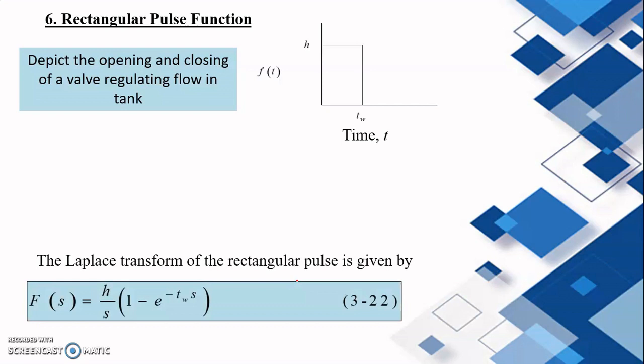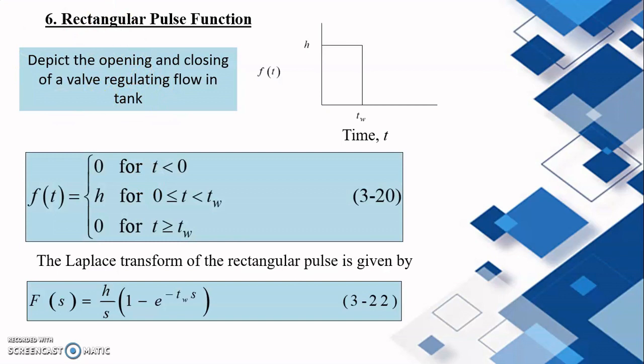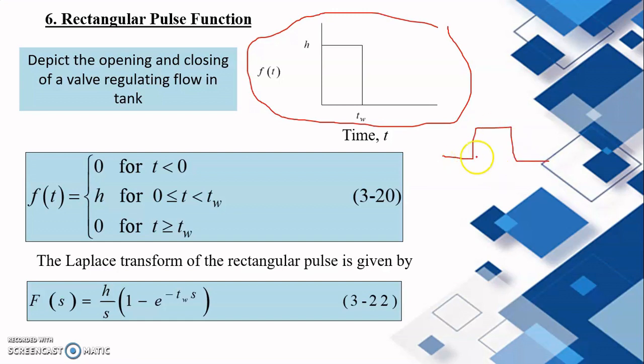Okay, the next function is called the rectangular pulse function. So what is a rectangular pulse function? In control systems we are usually very familiar with this kind of graph. Just now we had a step function; in this case we have a rectangular pulse. It looks like a rectangle: 0, then one step, and back to 0. This is very common in process control. This kind of graph depicts the opening and closing of a valve regulating the flow in a tank.